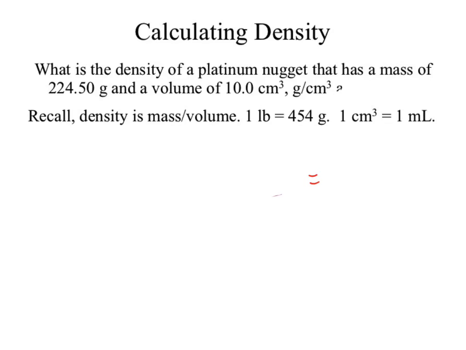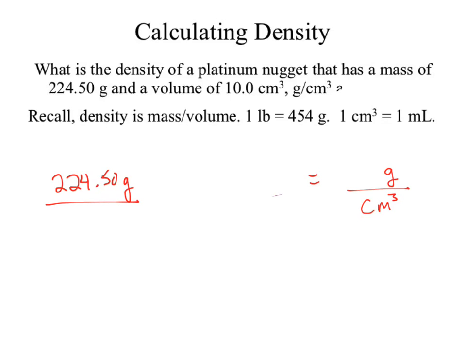Am I told what units I'm supposed to get to? Yeah. I want grams over centimeter cubed. Am I given grams in my given information? Yep. Where does that gram unit need to show up? In the numerator. So 224.50 grams. What do I want to put that over?